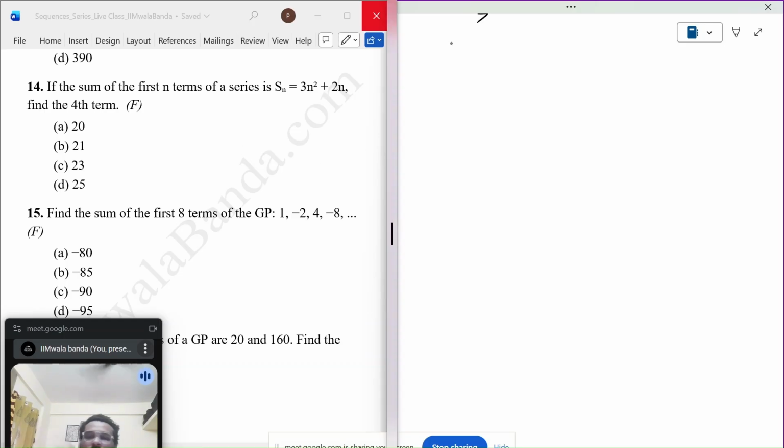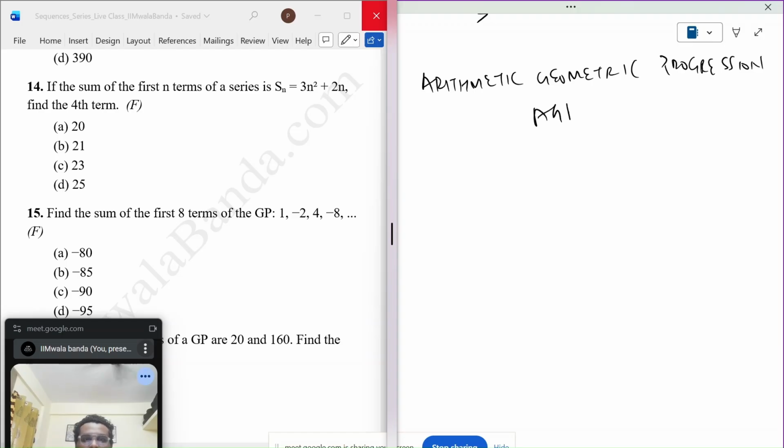Now, before we go further, there is one more very important concept that we need to know. It's called arithmetic geometric progression, or AGP. This is basically what, let's say first number is 1, other number is 3, then it is 5, then it is 7. So this is an AP, because every time it's getting added by 2.